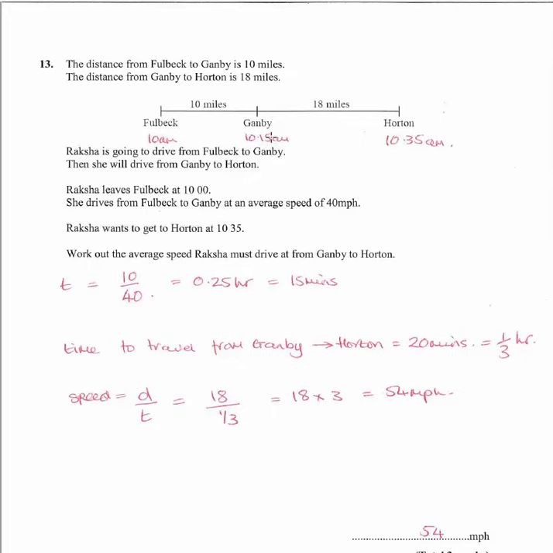Now she wants to get to Horton at 10:35 or by 10:35, and it's going to be an 18-mile journey. So how long will that journey take? Answer: 20 minutes. Well, if it takes 20 minutes to do an 18-mile journey, then if you do 18 miles every 20 minutes, then in 60 minutes you'll do 54 miles, and so therefore you'll be doing 54 miles per hour. Okay.